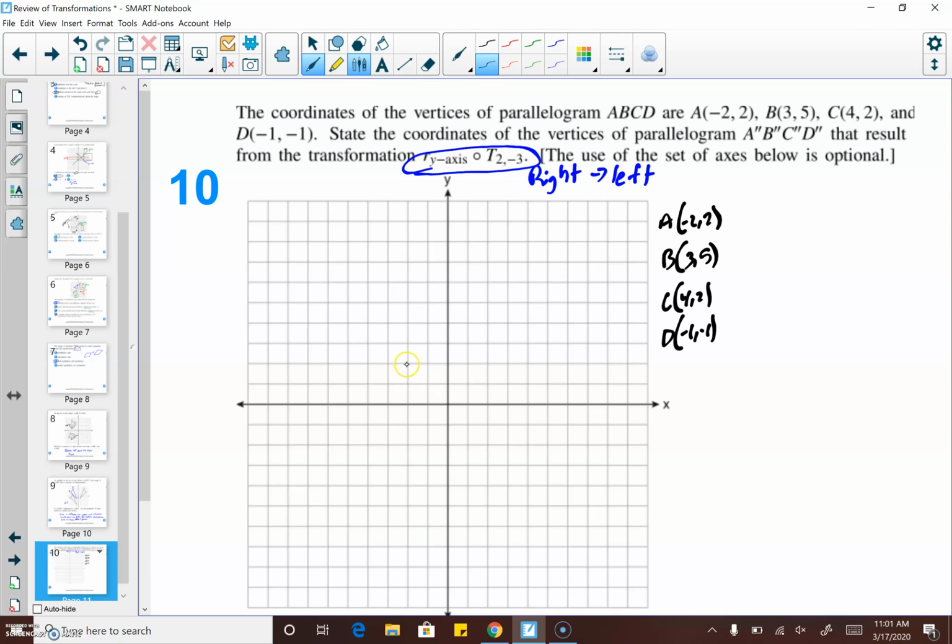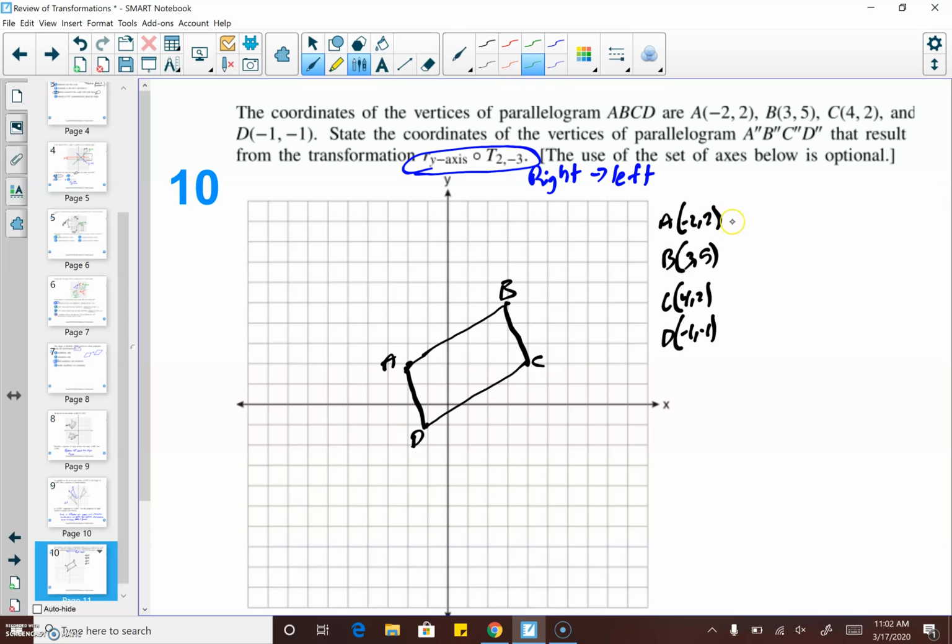Now I know it says the use of the graph is optional, but it usually makes your life a lot easier if you actually use the graph. So A, B, C, D.